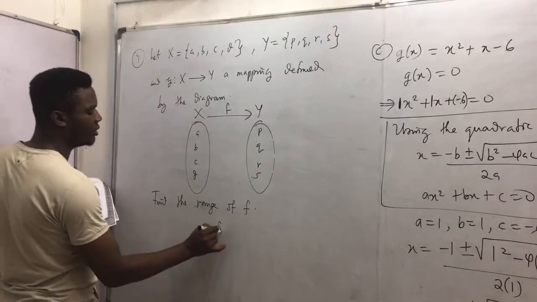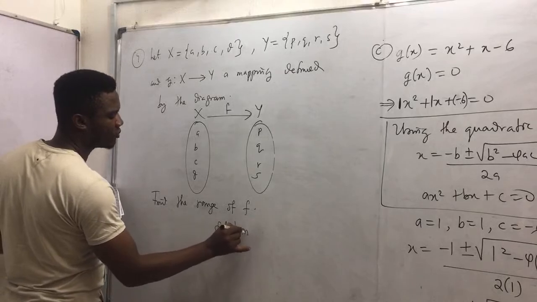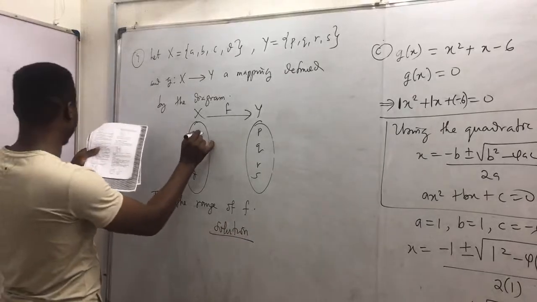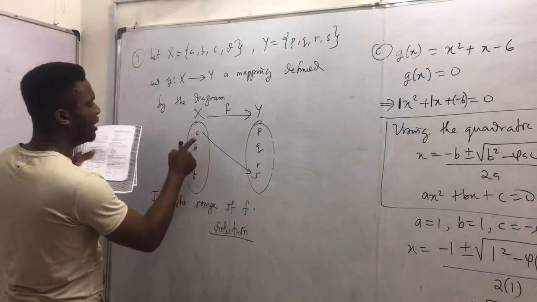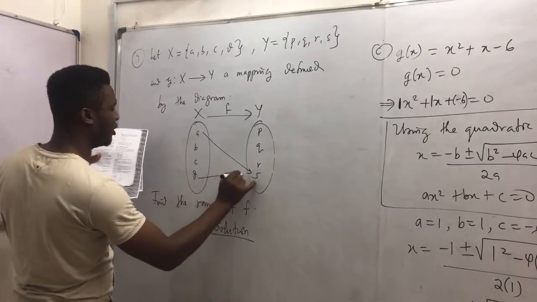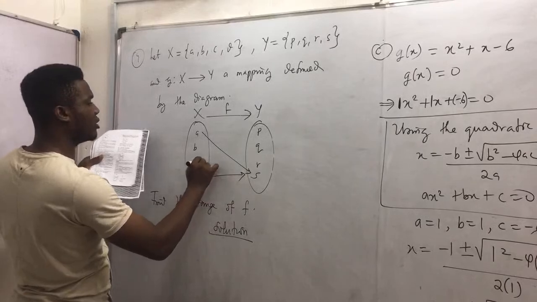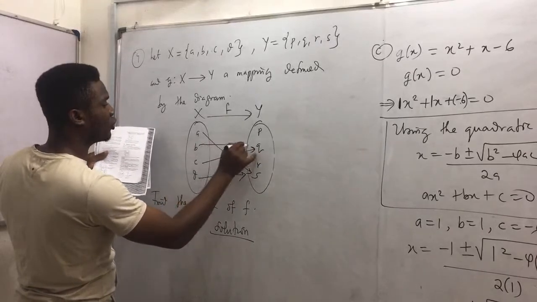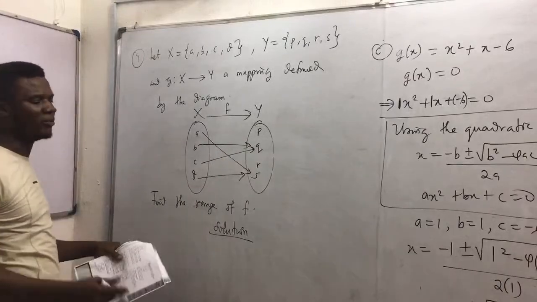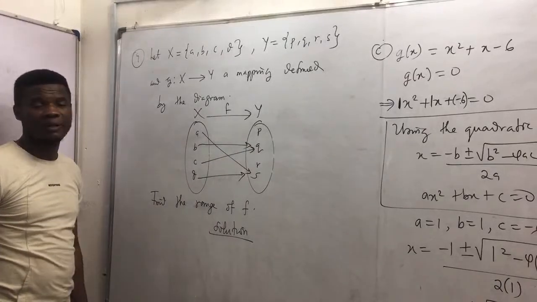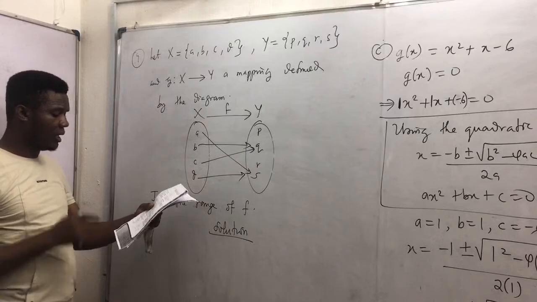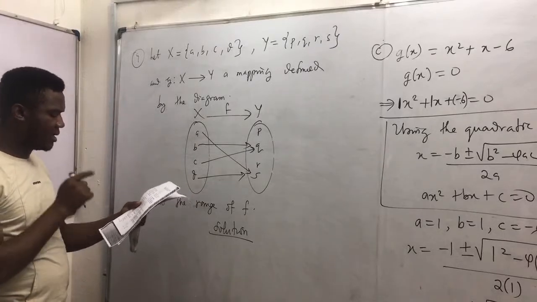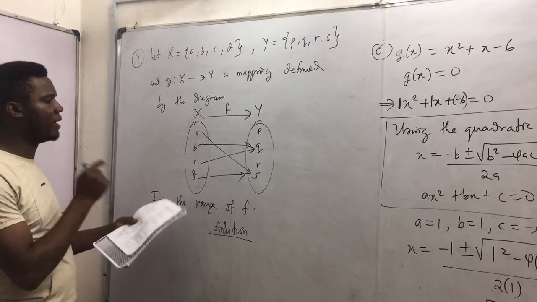The solution is as follows. How do we find the range of f? So what we are told, let me put out the diagram. The diagram goes this way. A goes to S, D also goes to S, C goes to Q, and B also goes to Q. So the range, this problem is very simple. So A goes to S, D goes to S, C goes to Q, and B goes to Q.